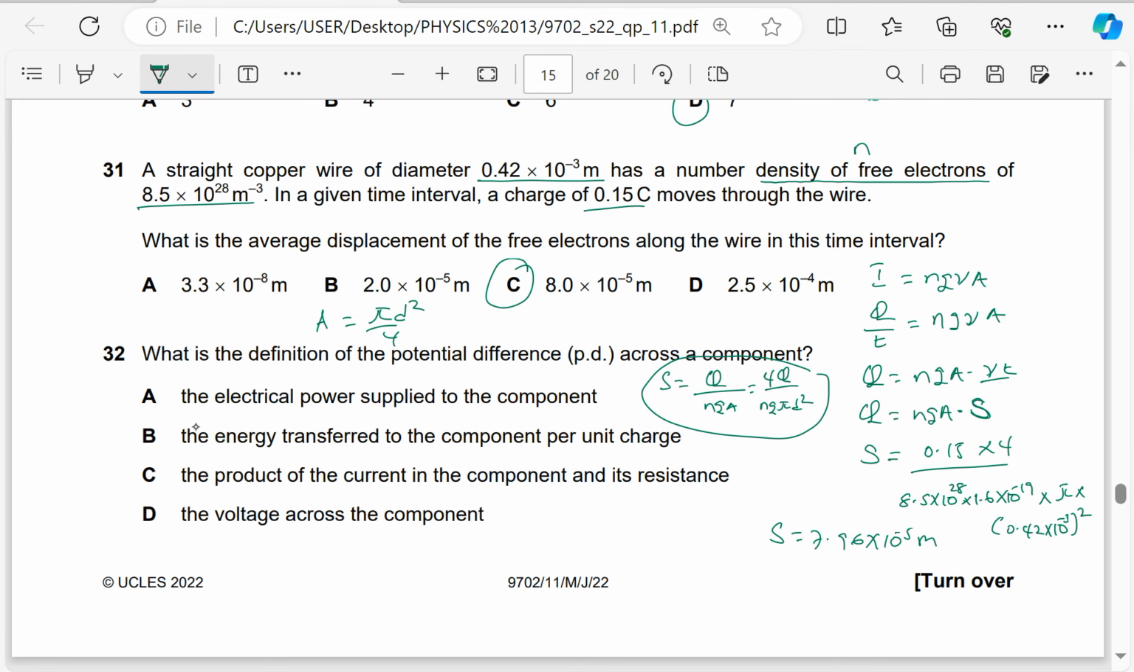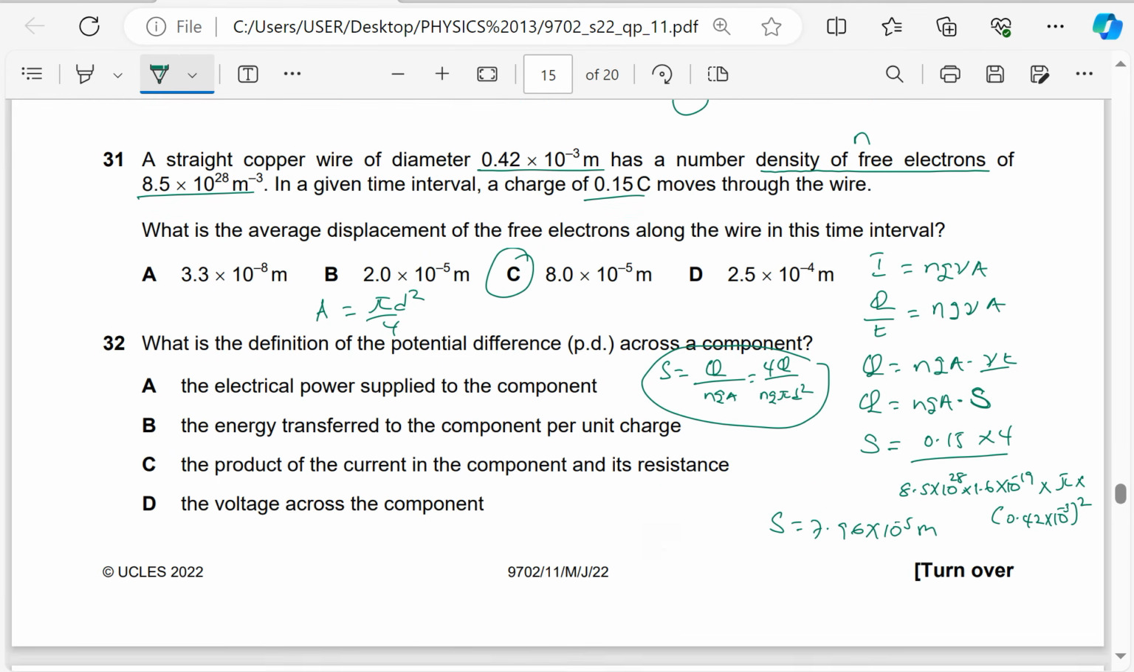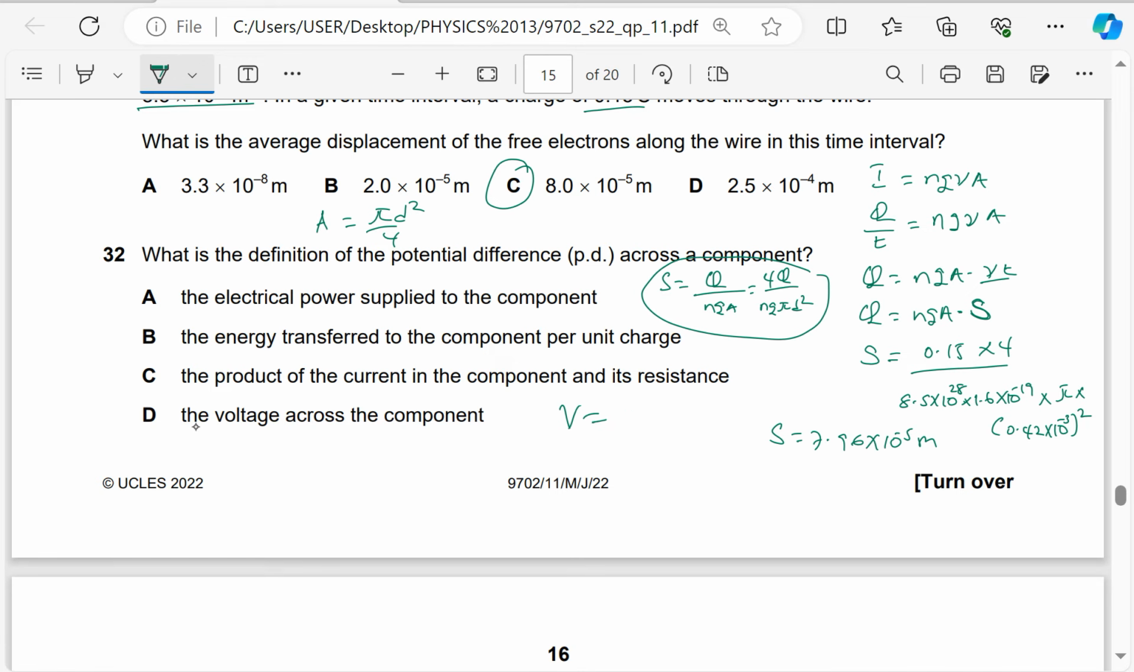What is the definition of the potential difference across a component? So we know that V is equal to E over Q, where E is the work done, or the energy converted from electrical per unit charge. So the answer here is going to be B, the energy transfer to the component per unit charge. It is converted from electrical to thermal per unit charge, so that is going to be B.